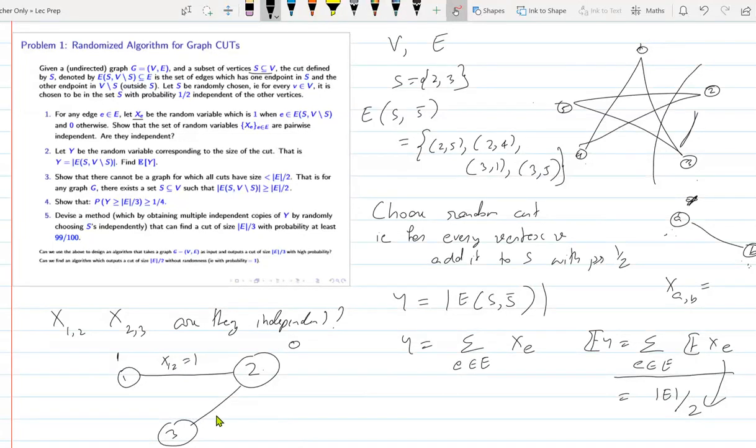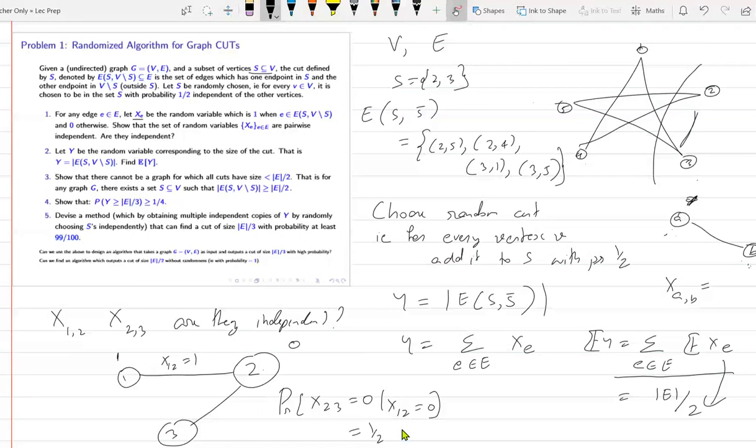What is the value of x23? Is x23 completely determined by x12? No, because 3 is still hanging around. x12 maybe affects which side of the cut 2 is in, but 3 you can still put on either side of the cut. So the probability of x23 equal to 0 given x12 equal to 0 is again half. It hasn't changed x23.